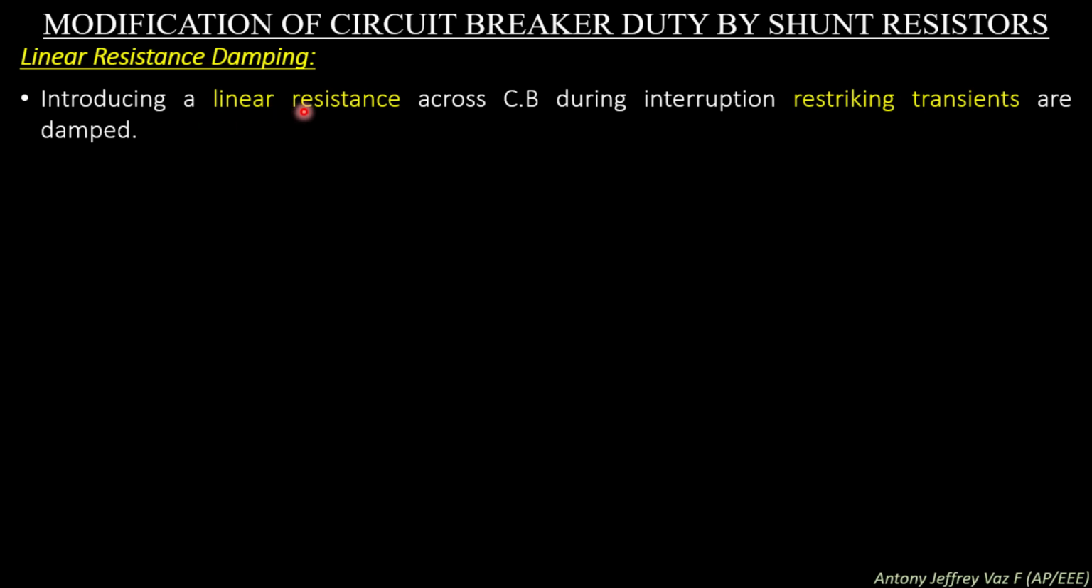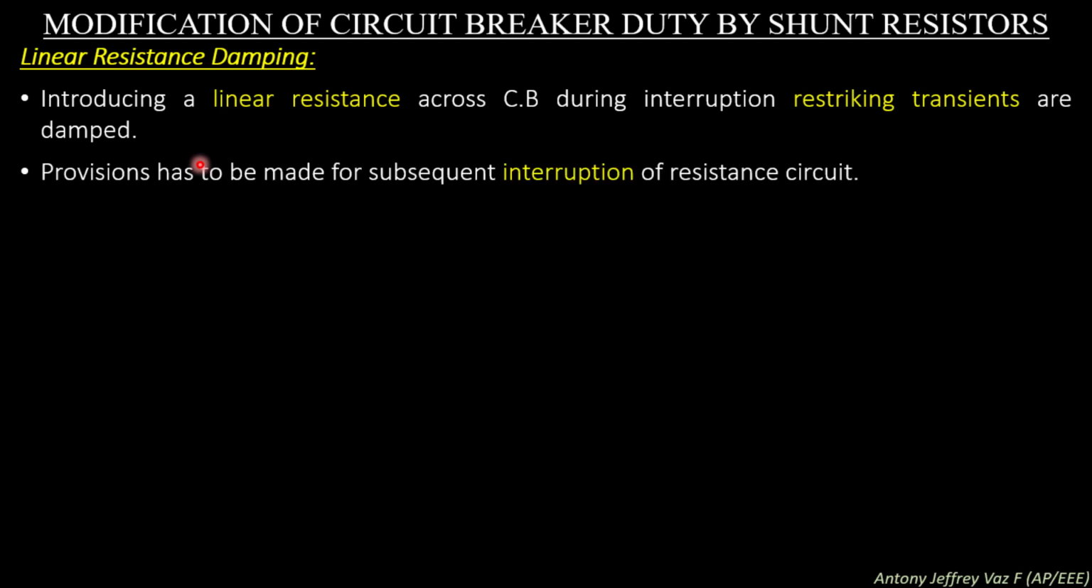Introducing a linear resistance across the circuit breaker during interruption, restriking transients are damped. So we know that in resistance switching, we are using a linear resistance to damp the restriking voltage. Provisions have to be made for subsequent interruption of the resistance circuit. So we need to make a provision to connect the resistance in a circuit breaker in between the contacts of the circuit breaker so that the restriking voltage amplitude and rate of restriking voltage can be damped easily.